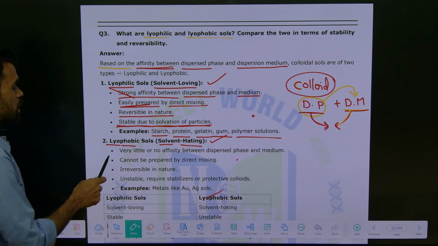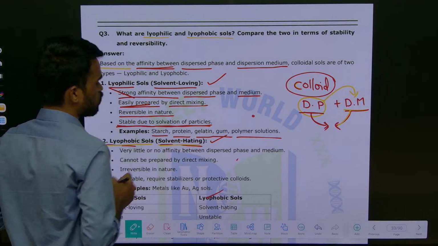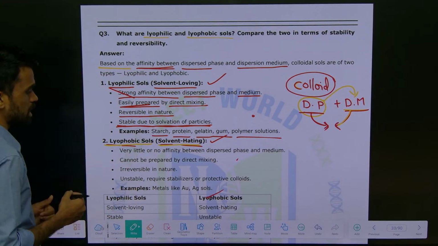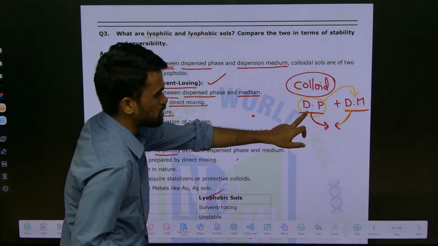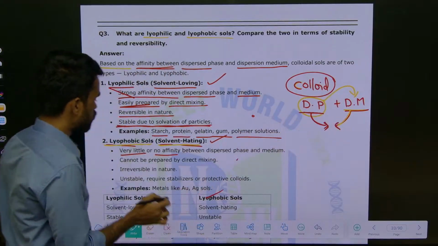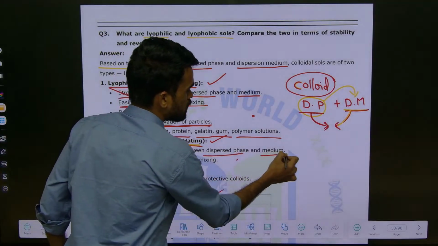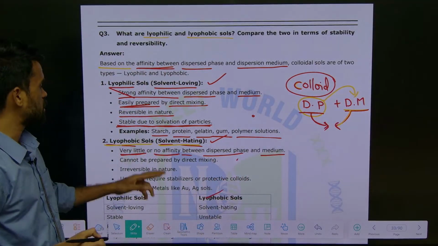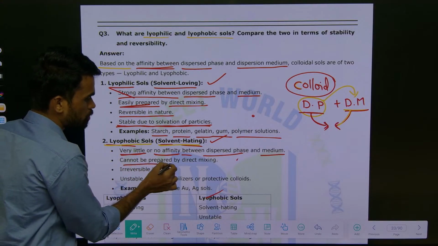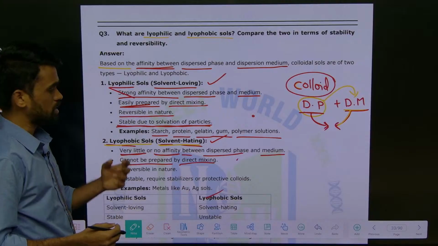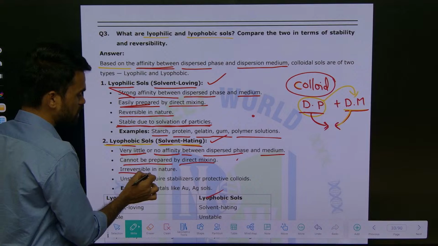Next we have lyophobic solutions, which are also called solvent hating. Here there is very little or no affinity between the dispersed phase and the dispersed medium. These are considered lyophobic sols. We cannot prepare these lyophobic sols by direct mixing, and they are irreversible in nature.